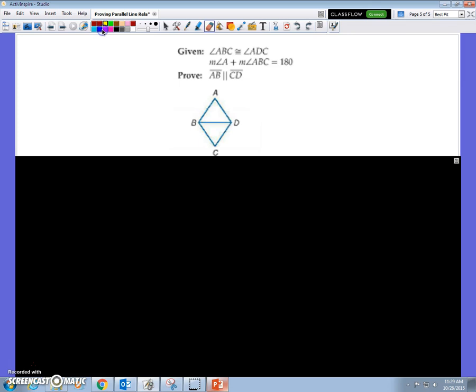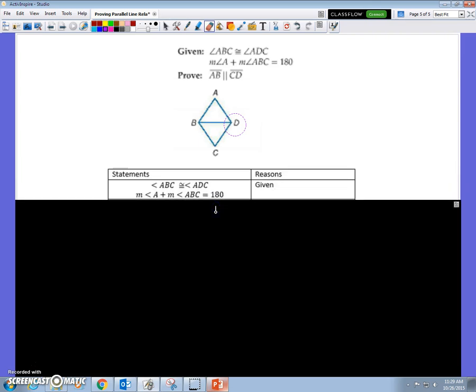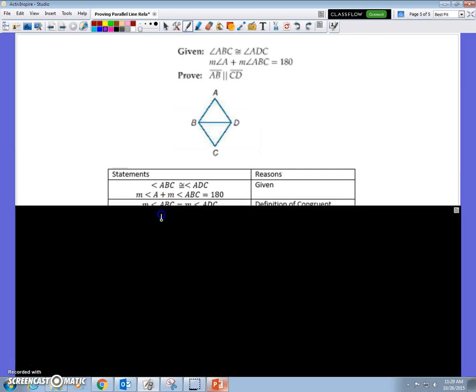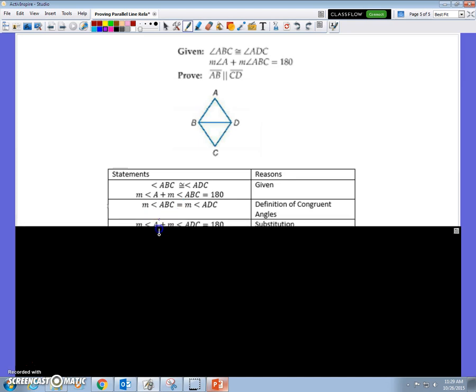We're trying to say that these are parallel, but we don't know that yet. So what we're going to do is start with our given information, as we always do. And remember, we're going to work towards our converse. Before we do anything, we have to change our congruencies into equal signs because we can't do any substitution with congruent signs. That's just the definition of a congruent angle. It means they're equal angle measures.